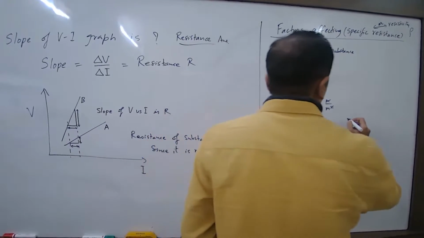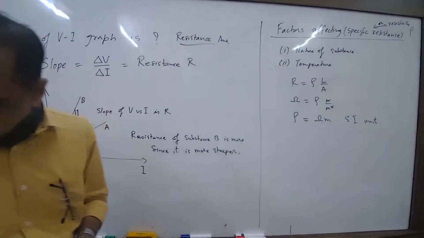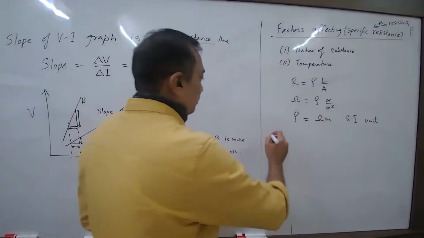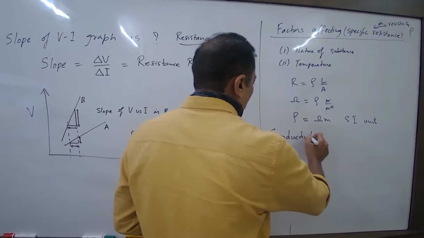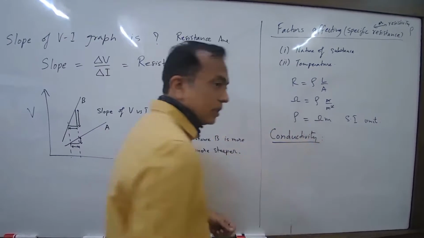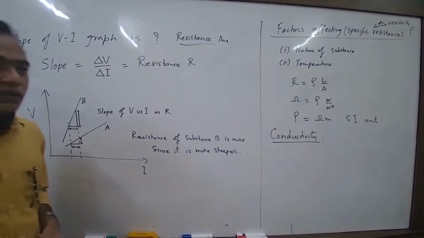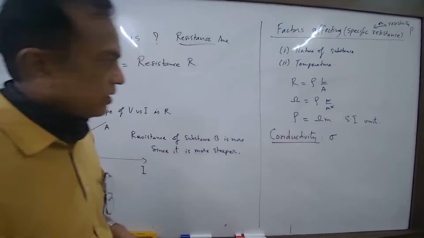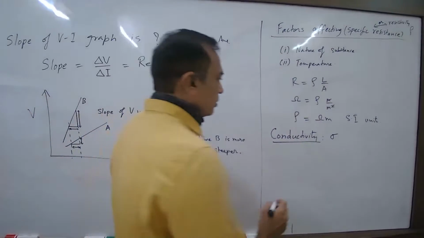All right. Then we have conductivity. Like resistivity is an obstruction to the flow of current, conductivity is assistance or facilitation to the flow of current. The conductivity symbol is sigma.